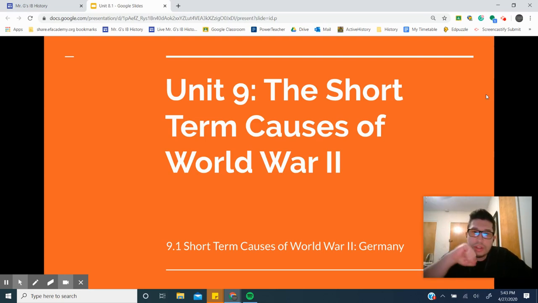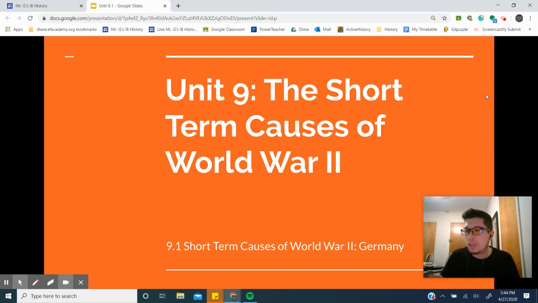9.1 is going to be the short-term causes for Germany. 9.2 is going to be the short-term causes for Italy. 9.3 is going to be the short-term causes for Japan. And 9.4 is going to be really one slide. It's that offensive military alliance I've been alluding to since way back in Unit 5, 6, the path to global war, Italy. It's that big thing that really leads to the outbreak of World War II, as we know it.